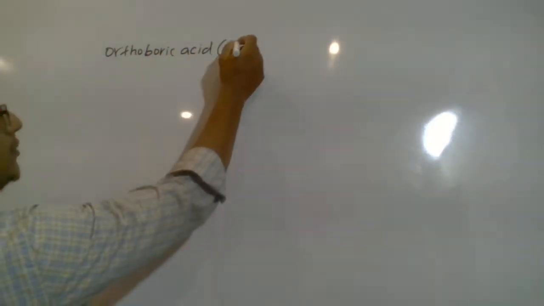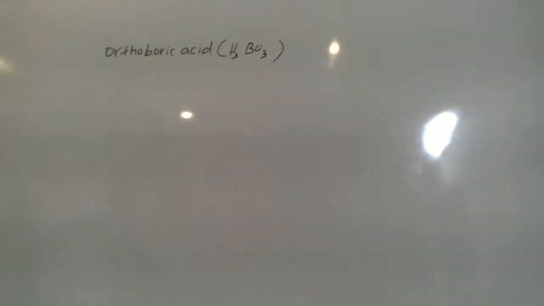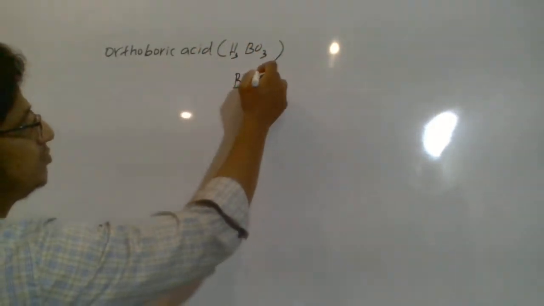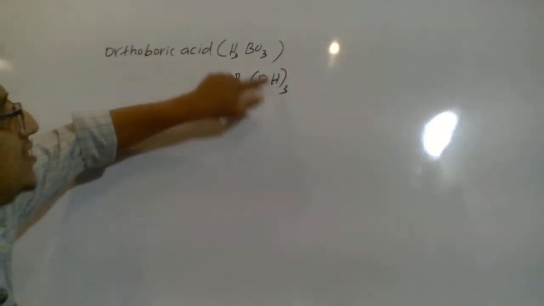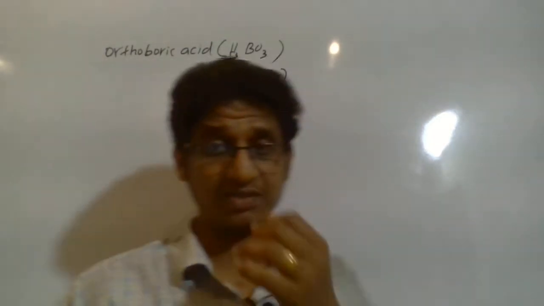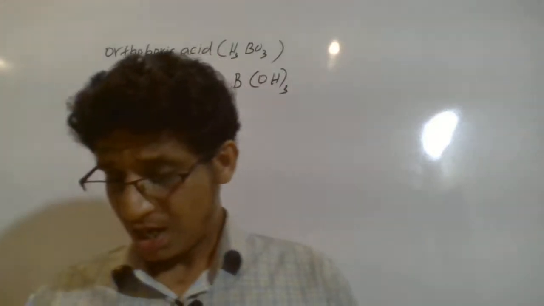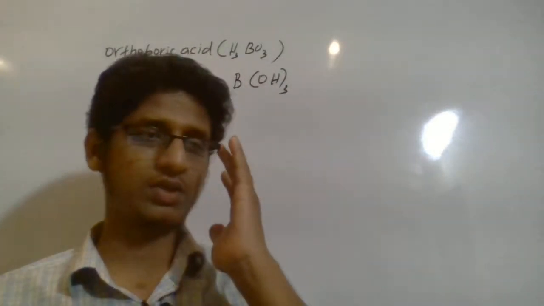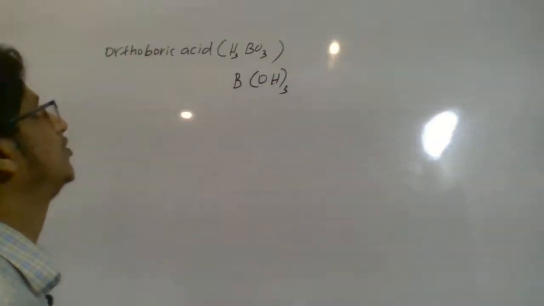Orthoboric acid, having a molecular formula H3BO3. So this is orthoboric acid. Sometimes we write it like this, B(OH)3, having 3 hydrogen, 3 oxygen, and 1 boron. So that is orthoboric acid. Another important boron compound. First let us discuss the structure. This is one of the formulas of orthoboric acid.